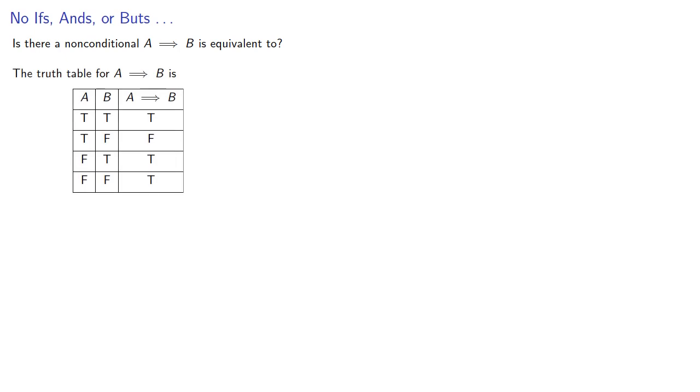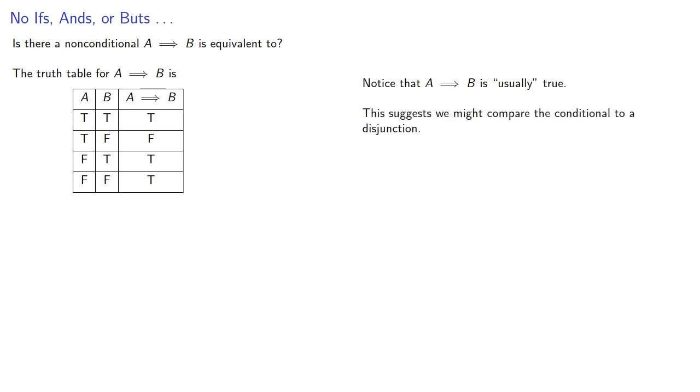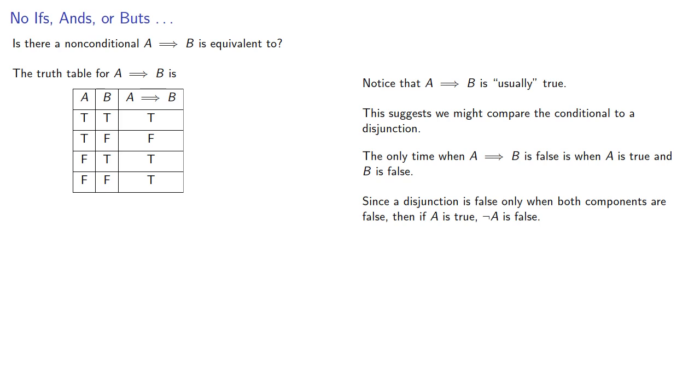Now, is there a non-conditional that our conditional is equivalent to? So again, let's take a look at our truth table for if A then B, and notice that our conditional is usually true. This suggests we might compare the conditional to a disjunction. Now, the only time if A then B is false is when A is true and B is false. Since a disjunction is false only when both components are false, then if A is true, not A is false, which suggests we should compare to the disjunction not A or B.